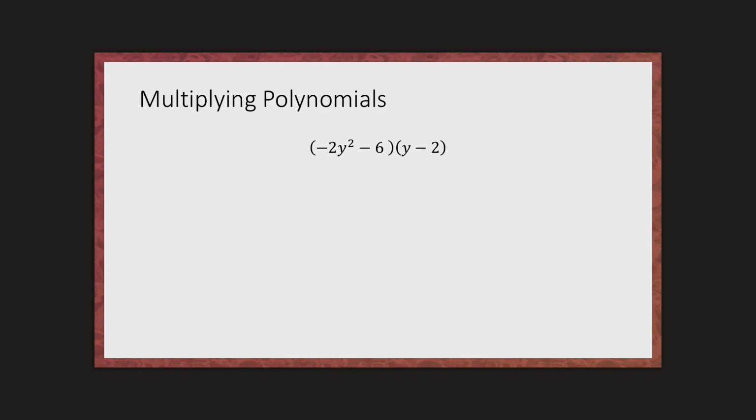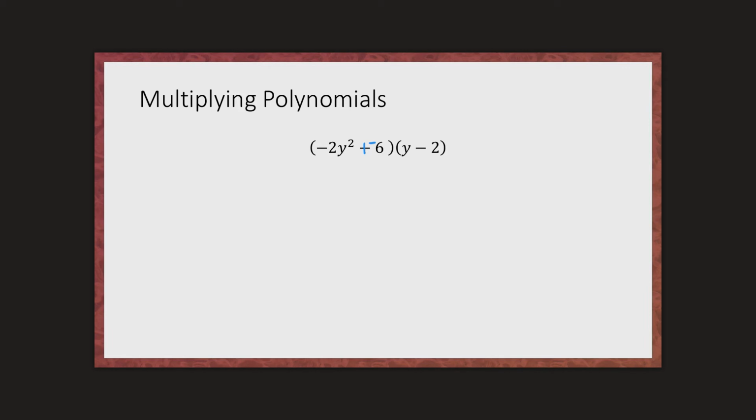All right, in this problem, now some of you might have learned about foiling before, and that works totally fine and will work in this case. However, I'm going to show you another way to look at this, which is just repeated distribution. So I take each of the terms in the first polynomial. So negative 2y squared, and I'm just going to change this minus sign to a plus negative. It's easier to distribute that way. And then I'm going to multiply negative 6, each of those terms, by the entire y minus 2.